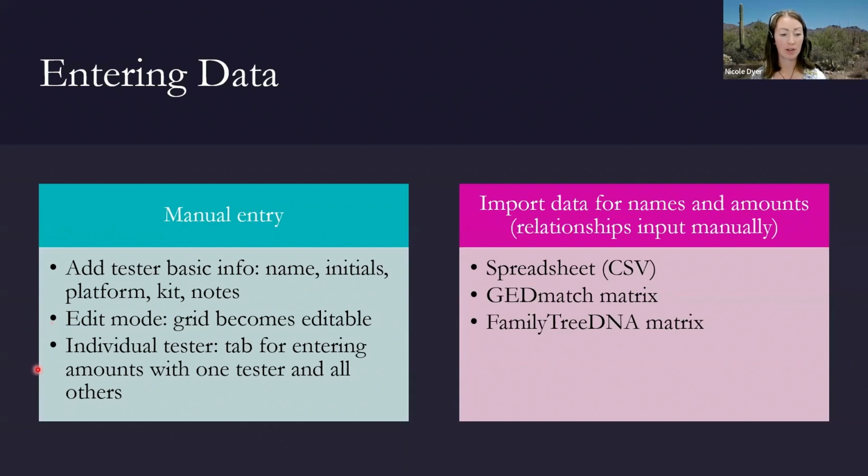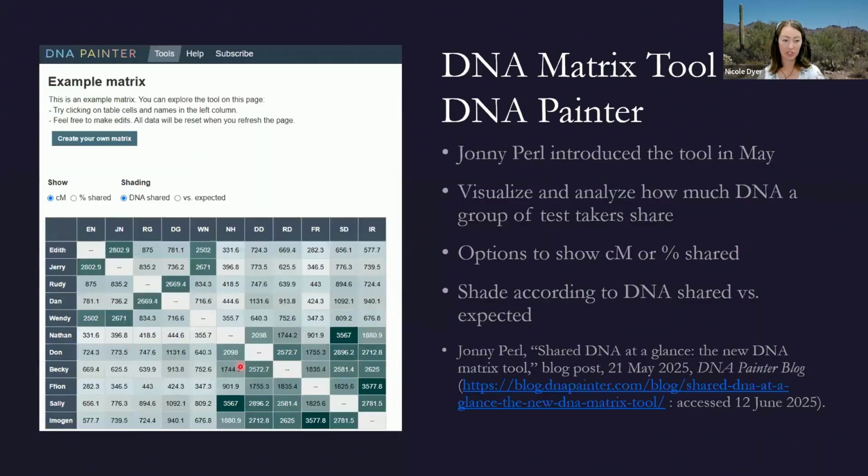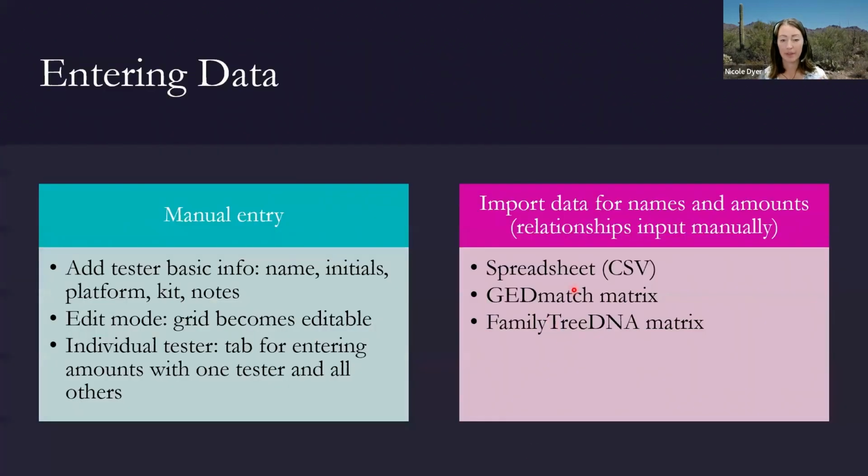Or you can open an individual tester and go to the tab for entering all their amounts. If that sounds like a lot of manual data entry, then if you already have one of these things, you can import the data. So maybe you already have a spreadsheet that has a matrix. It has to be a matrix that looks like the matrix that he has here. If you have a spreadsheet that looks like this with the same names on the side and on the top, then you can import that spreadsheet. Or you can go to GEDMatch, and GEDMatch has a matrix tool that you can generate, and then you can copy and paste that into DNA Painter's matrix tool.